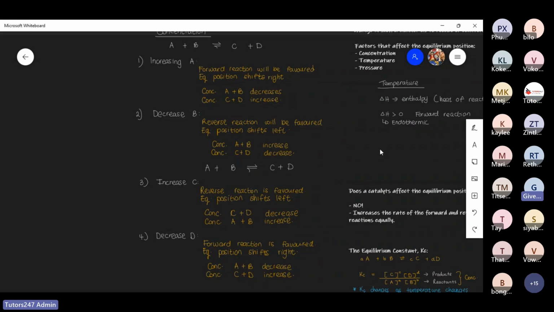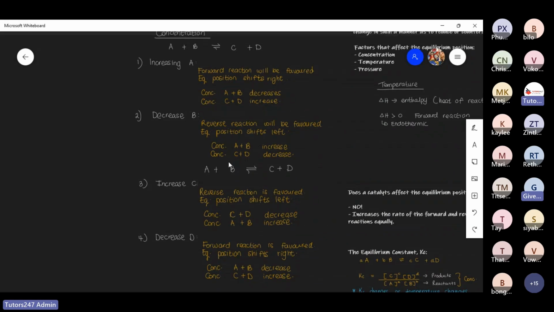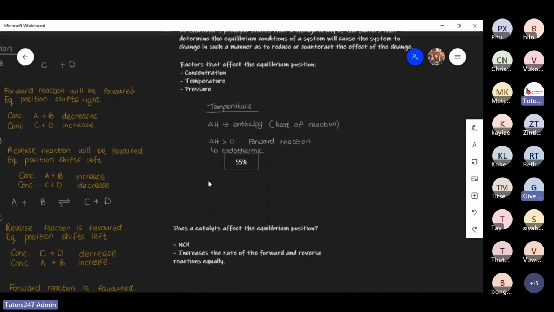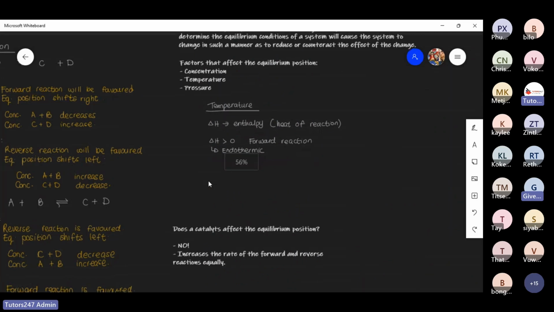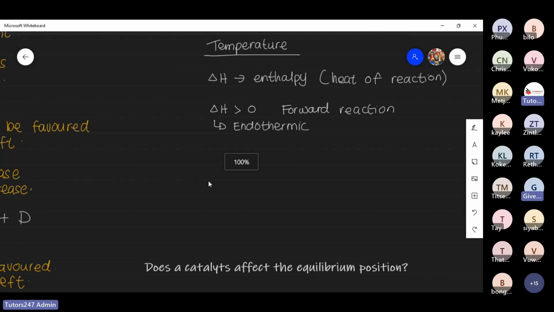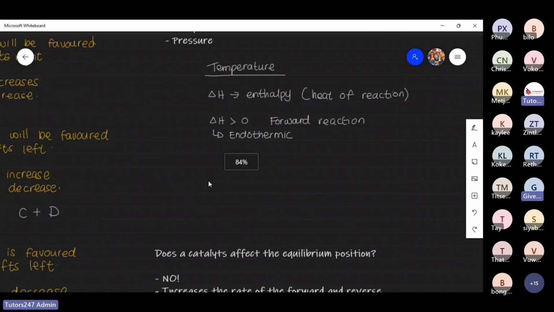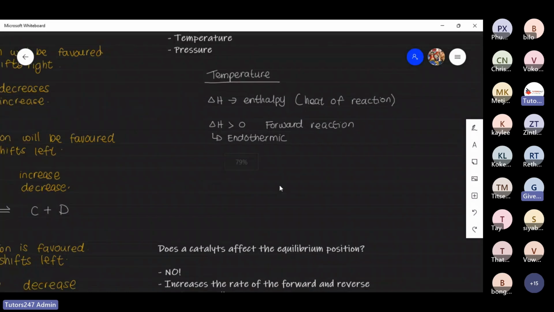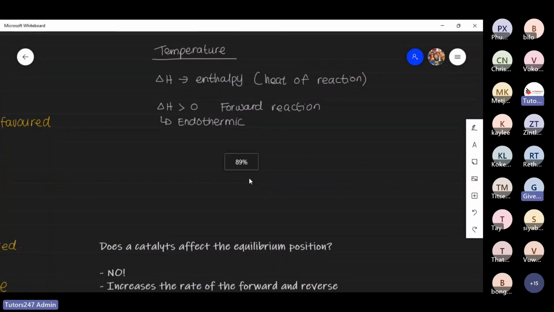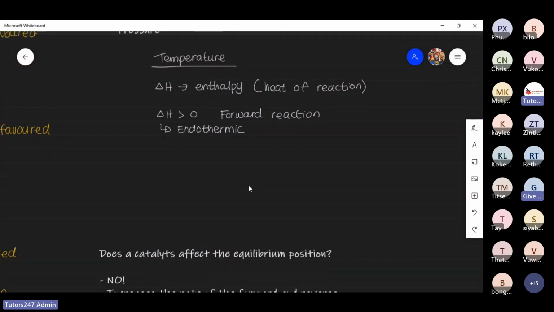Let us get back to temperature. So what I was saying earlier with regard to temperature is that temperature is the second factor that affects our equilibrium position. Now, when we are dealing with temperature, it's important to know what enthalpy is. If you don't want to call it enthalpy, you can call it heat of reaction. Heat of reaction is the phrase that is used in your past papers.